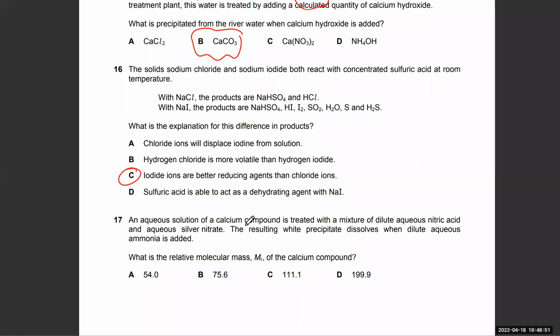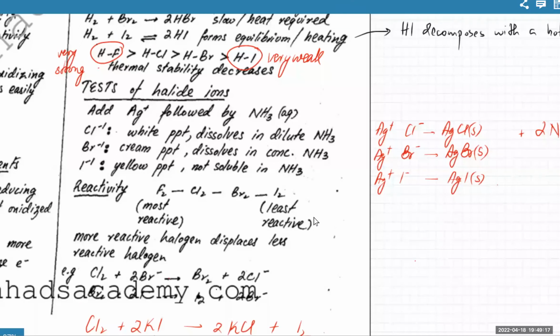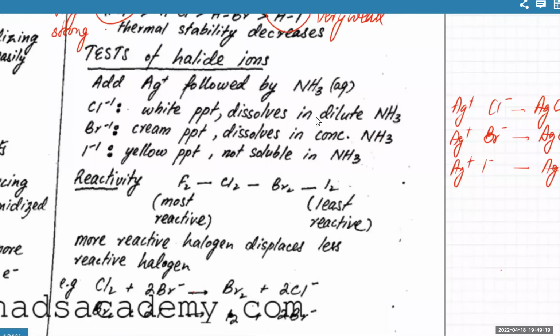Aqueous solution of a calcium compound is treated with a mixture of nitric acid and silver nitrate. The resulting white precipitate dissolves with aqueous ammonia. So nitric acid and silver nitrate are basically tests for halide, and it's specifically a test for Cl minus 1. When you get a white precipitate, that is a specific test for Cl minus 1, which dissolves in dilute NH3.